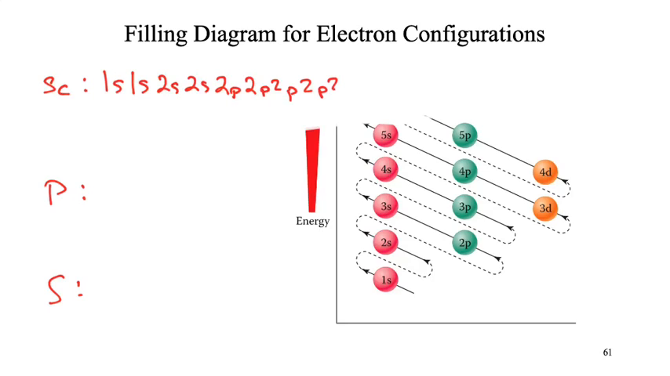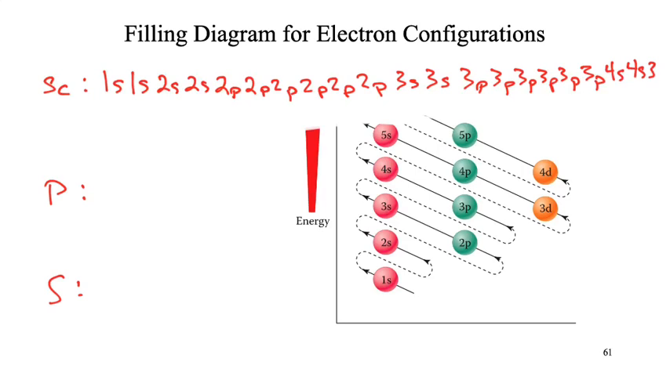So it was 1s, 1s, 2s, 2s, 2p, 2p, 2p, 2p, 2p, 2p, 3s, 3s, 3p, 3p, 3p, 3p, 3p, 3p, 4s, 4s, 3d. We've now accounted for every single one of those electrons. In that diagram that we went through and did, we specified the location for each and every one.